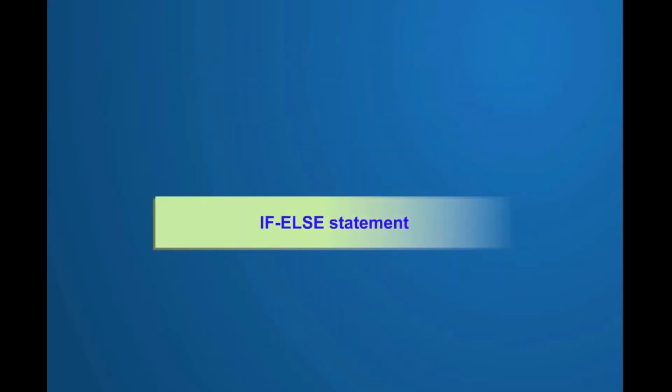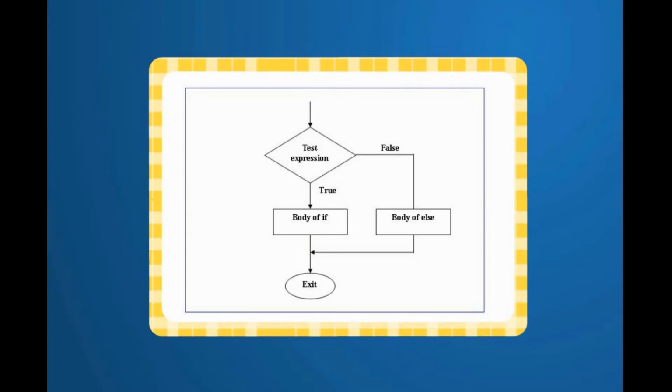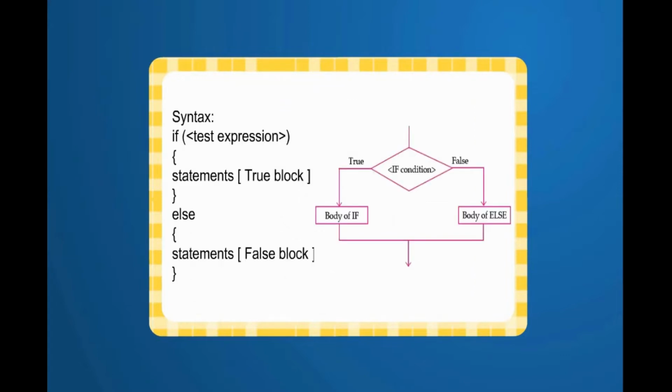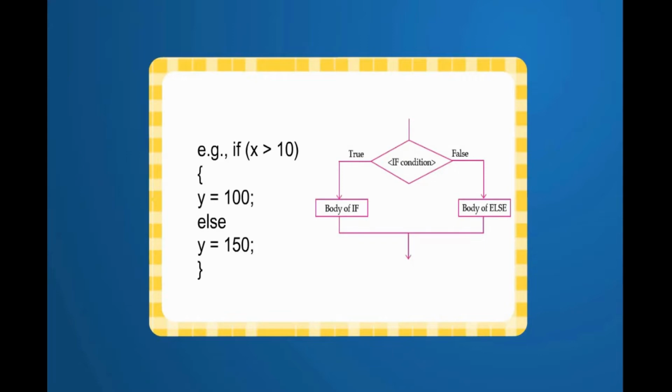If-else statement. This statement also behaves like the if statement, but along with a true block of statements, it also has a false block of statements, which is executed when the test expression evaluates to false. Syntax: if test expression, statements, true block, else, statements, false block. For example, if x greater than 10, y is equal to 100, else y is equal to 150.